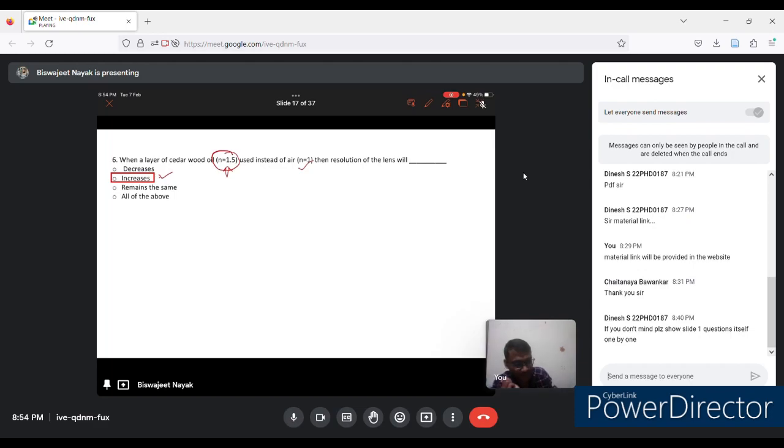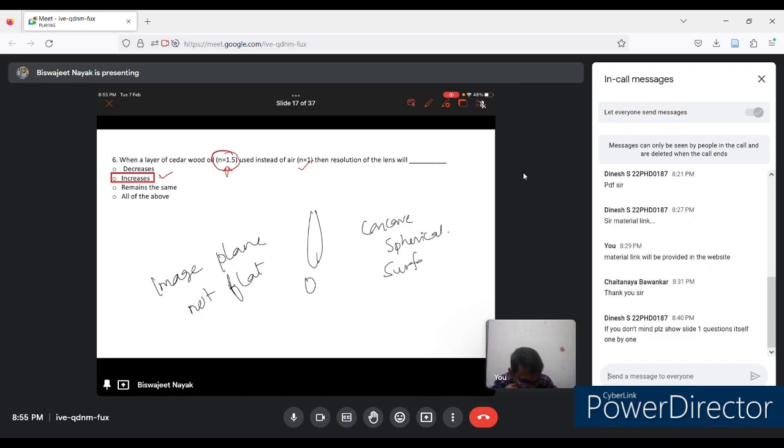Can you tell me the question once again? Read that question, sir. When the image plane is not flat, but it has a concave spherical surface as seen from the objective lens. So, this is which type of defect, sir? When the image plane is not flat, but a concave spherical surface is seen from the objective.